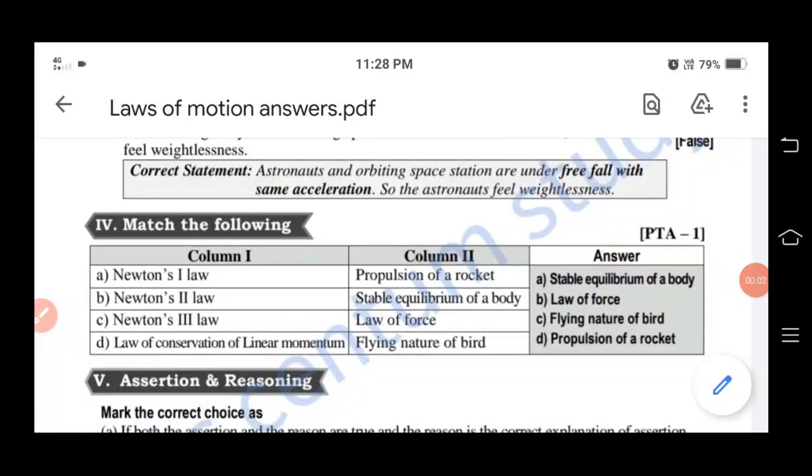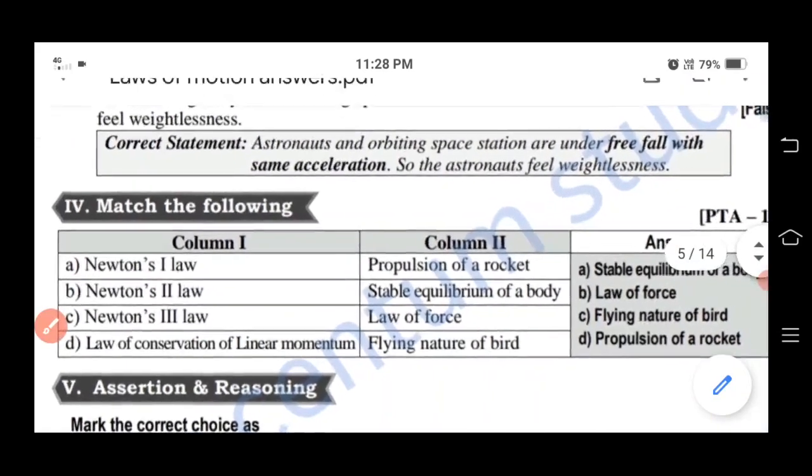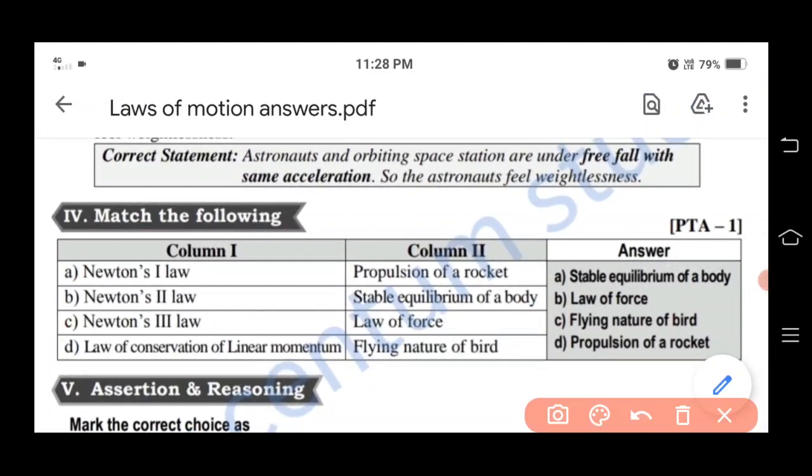Match the following. First question, Newton's first law. The answer is stable equilibrium of a body. And then Newton's second law. The answer is law of force. Newton's third law. The answer is flying nature of a bird. And then the law of conservation of linear momentum. The answer is propulsion of a rocket.